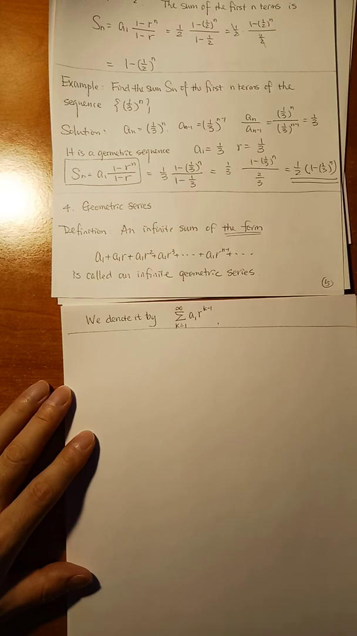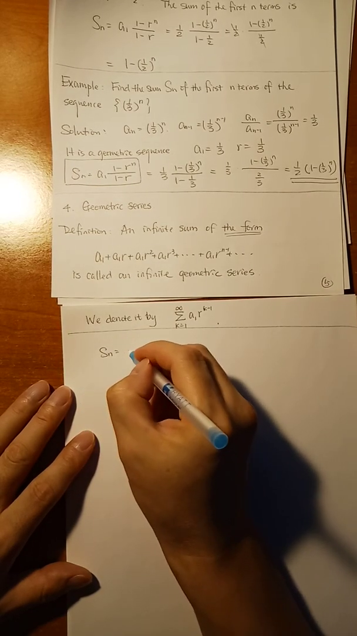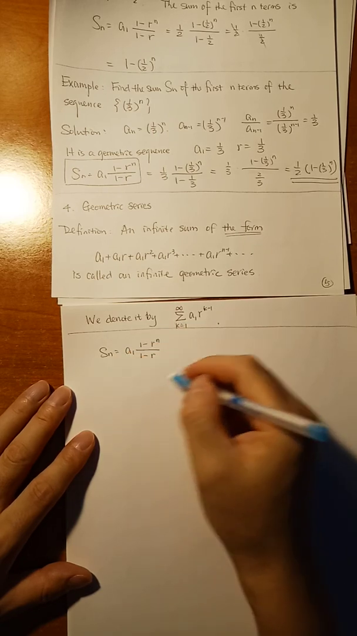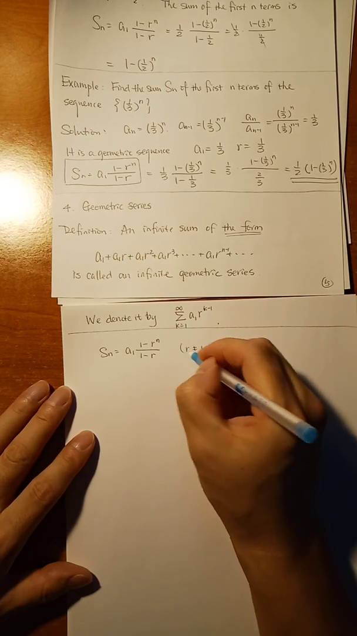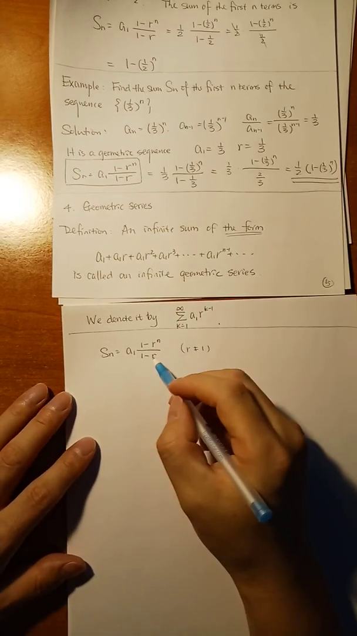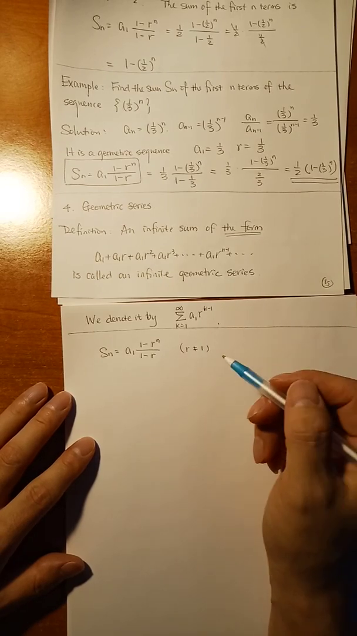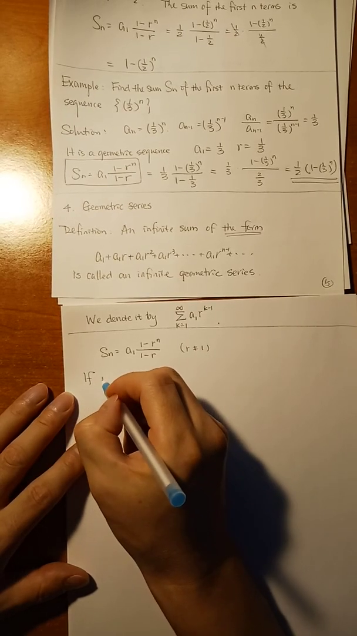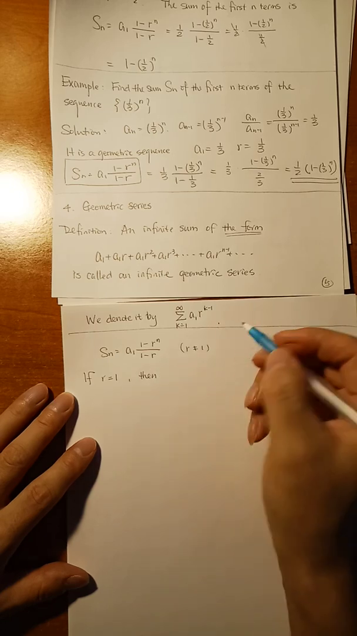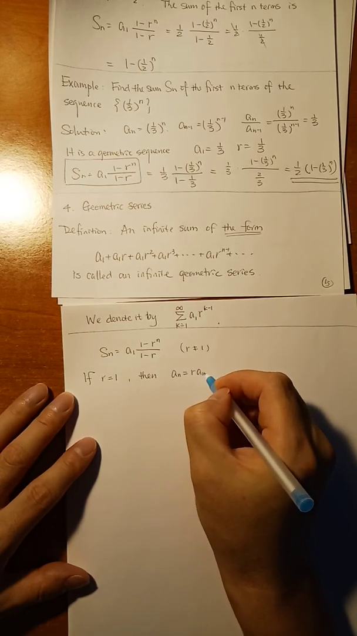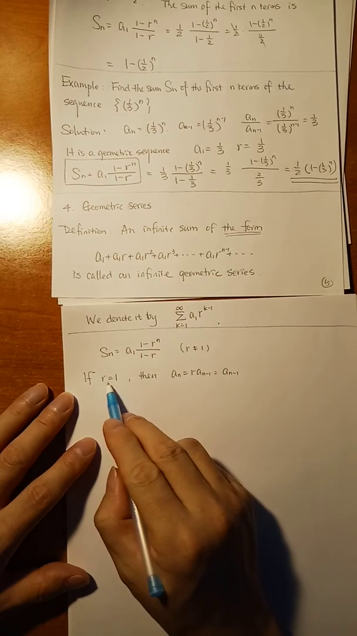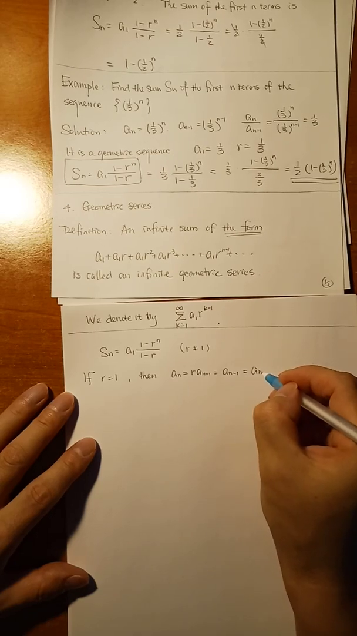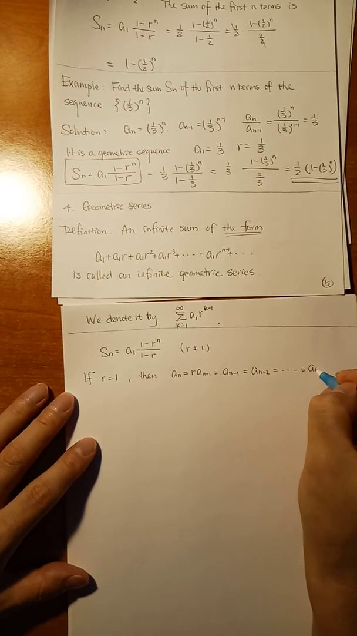I think there's something I forgot to mention. In this formula, you will see that R is not equal to 1. The common ratio is not equal to 1. If the common ratio is equal to 1, the denominator is 0. It does not make sense. So what happens if the common ratio is 1? Then an is R times an minus 1, which is equal to an minus 1. So an is equal to an minus 1, and of course an minus 1 is equal to an minus 2, and eventually it is equal to a1.